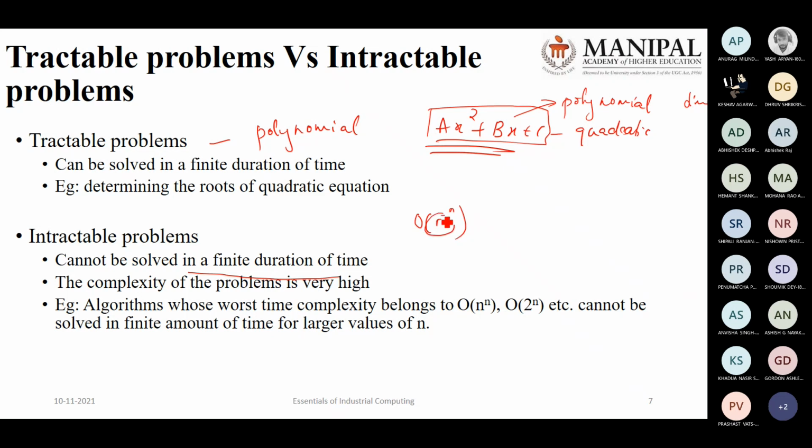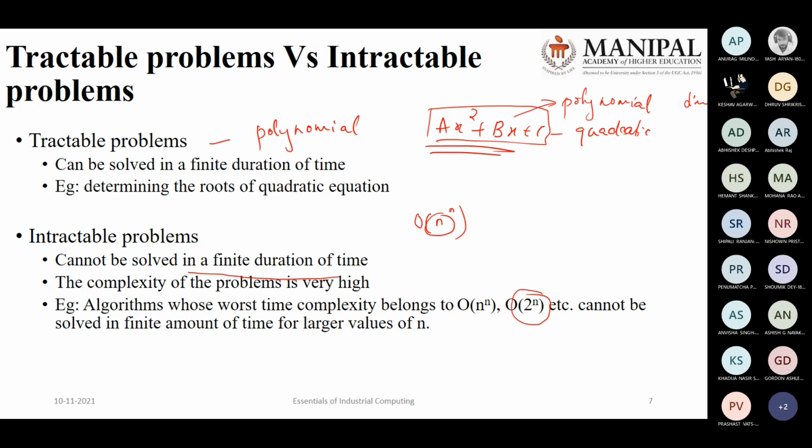When the input size is vast, the time complexity is the worst of the worst, right? When the value of n is small, it's fine, but as the size of the input increases, the time complexity is unimaginable. Similarly, big O of 2 to the power n. Big O is for worst case complexity, 2 to the power n again.